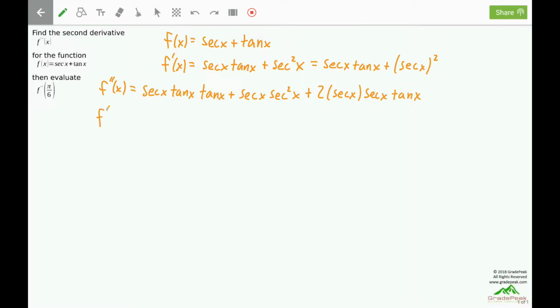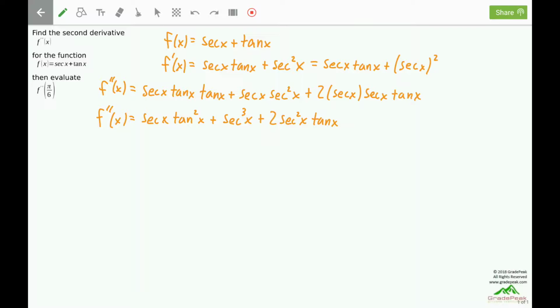So now we can simplify the look of our derivative here. Our first term is going to be secant x times tangent squared of x. Our second term is a secant x times a secant squared of x. That'll be a secant cubed of x. And our third term has a 2. Secant times secant will be a secant squared of x times a tangent of x. And there's our second derivative, f double prime of x.